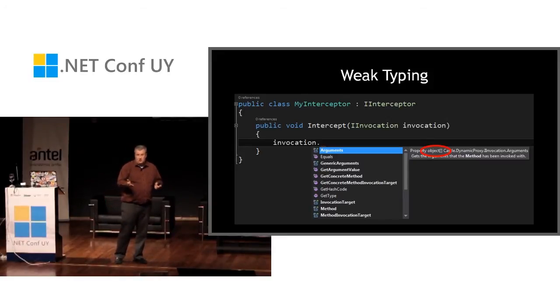So all of the parameters being passed in are just an array of object type. So if you want to do anything with them, you have to cast each one. They're supposed to come in the order that they appear in the parameter list when you define the method. I've never seen that fail, but I don't know that I trust it either.